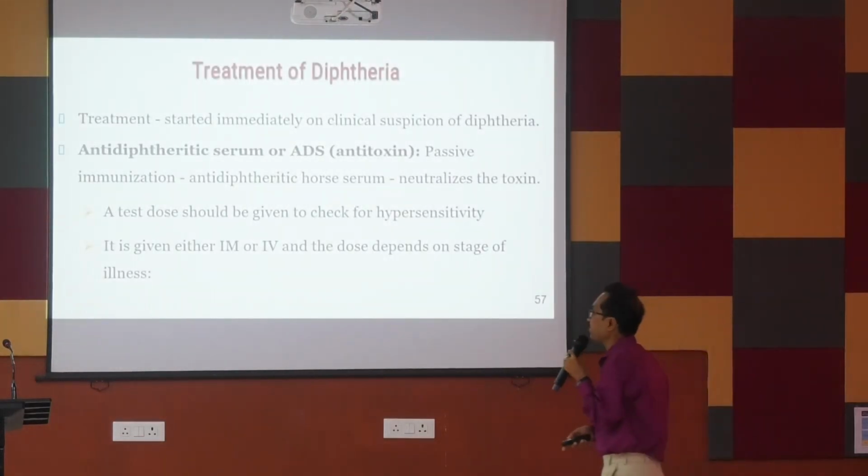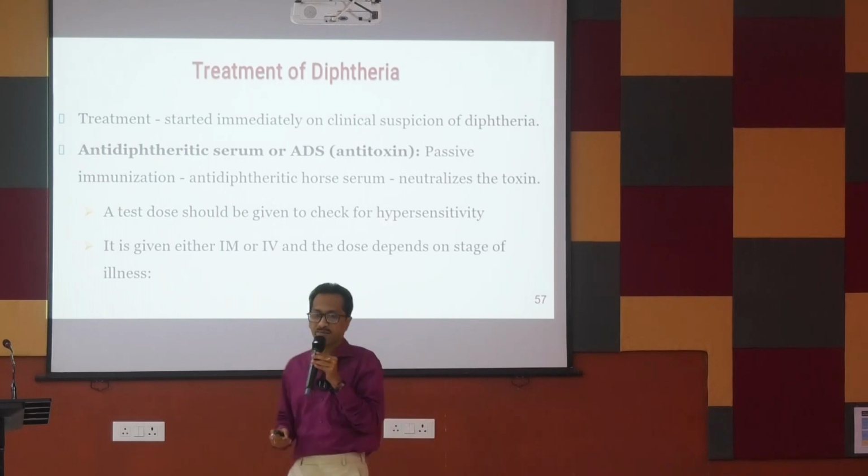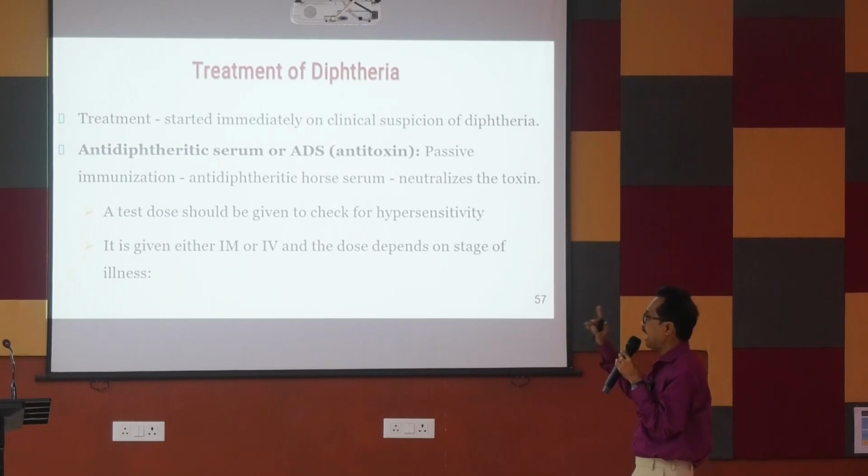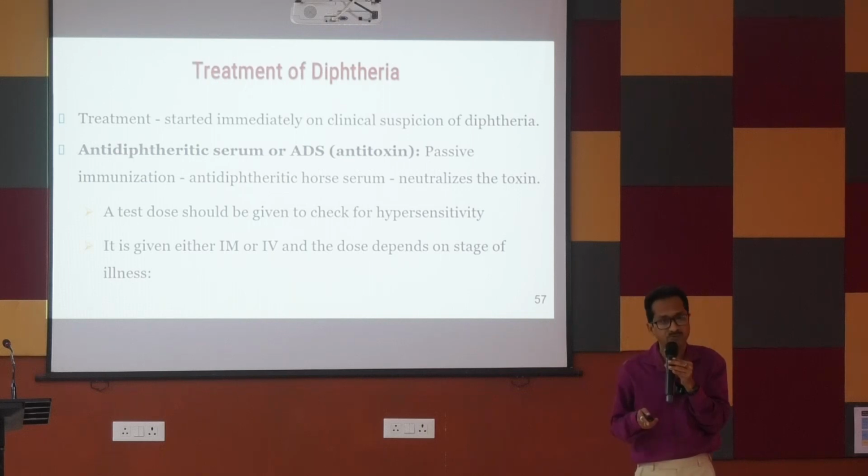Now what is the treatment? As I have mentioned many times before in this class, the treatment of diphtheria is anti-diphtheritic serum, or ADS, the antitoxin. Antibiotic will not work alone. ADS, or anti-diphtheritic toxin, must be used for the treatment. A test dose should be given to check for hypersensitivity. It is given either IM or IV. This is a type of passive immunization.